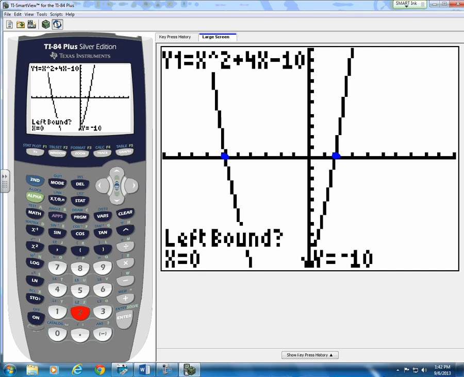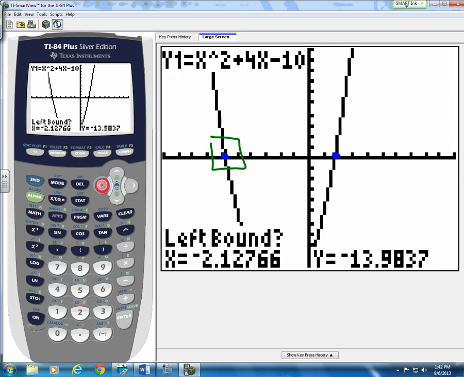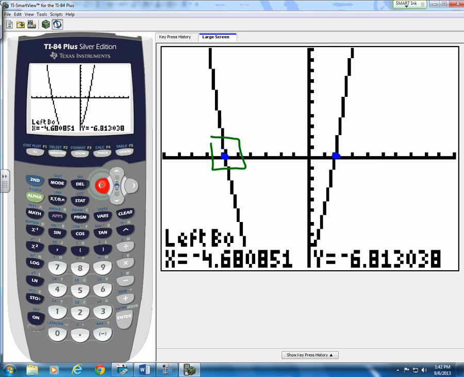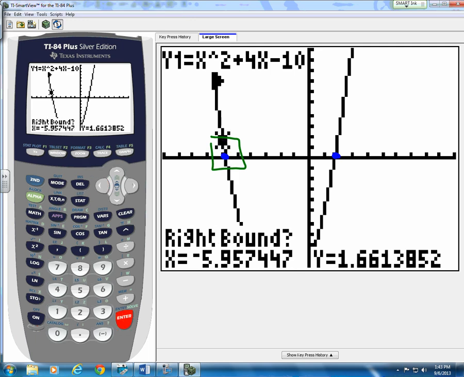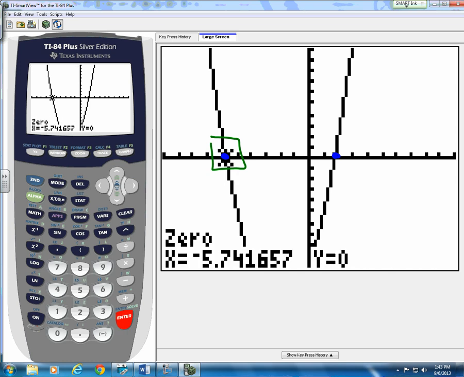Just to refresh your memory, if you're doing this graphically, we go to second calc and choose number 2. That's going to prompt you for left bound and right bound, if you remember correctly. I'm going to focus on the leftmost solution first. So I'll cursor over to where I'm above the graph. That's the left bound for that 0. And then I'll go a little bit below the graph. And this is telling me that x equals negative 5.742 is going to be one of the approximate solutions to that equation.